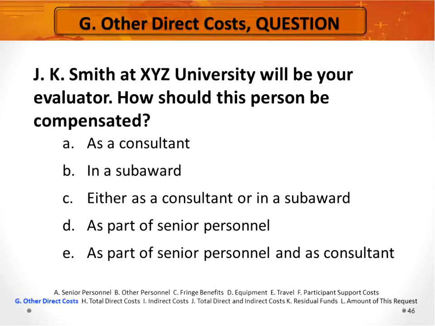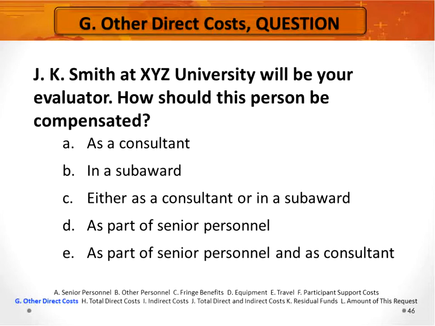And now I'd like to turn it over to Mike to run this question poll for us, and Liz is going to go over the answer. Thanks very much, Ellen. So here's the question, folks. Our evaluator, J.K. Smith, how should he be compensated? What should we do, folks? Choose A up there in the polling buttons as a consultant, B a subaward, C both, D senior personnel? What do you think?